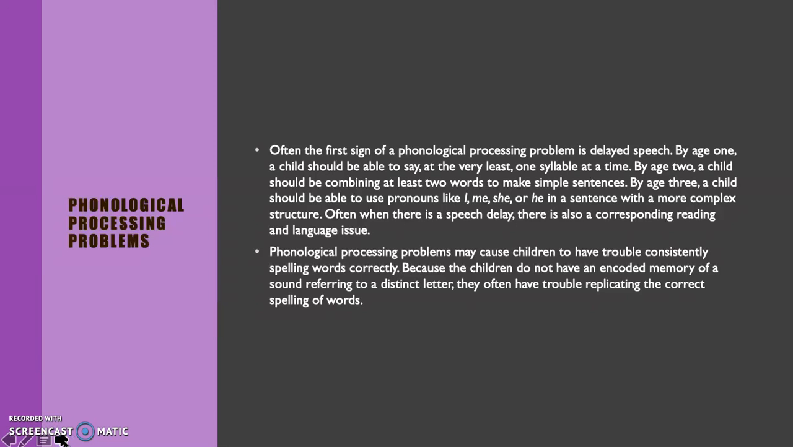Phonological processing problems. Often the first sign of phonological processing problems is delayed speech. By age 1, a child should be able to say, at the very least, one syllable at a time. By age 2, a child should be combining 2 words and making simple sentences. By age 3, a child should be able to use pronouns in a sentence with more complex structure. Often when there is a speech delay, there is a corresponding reading and language issue.